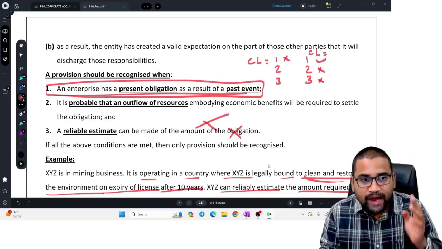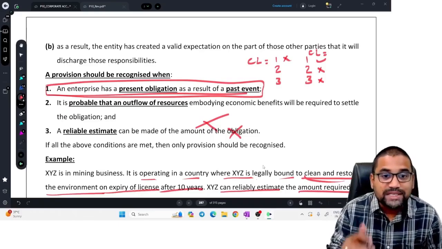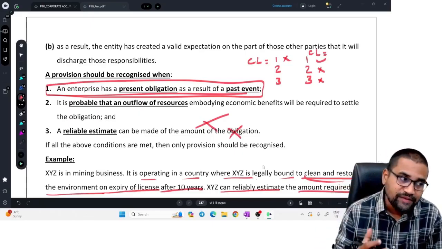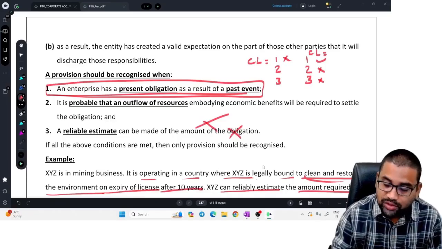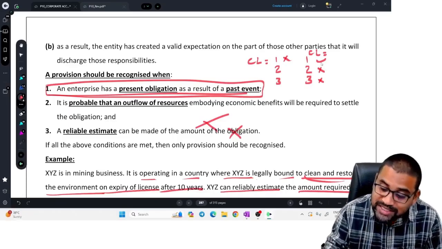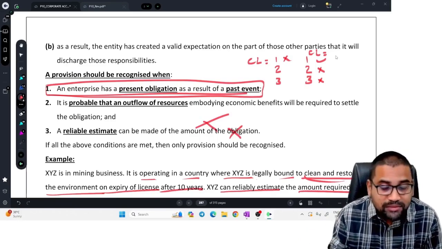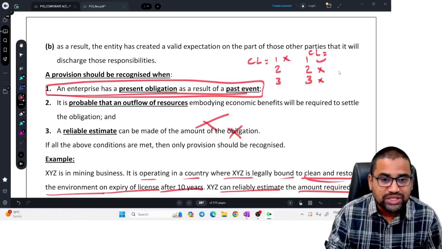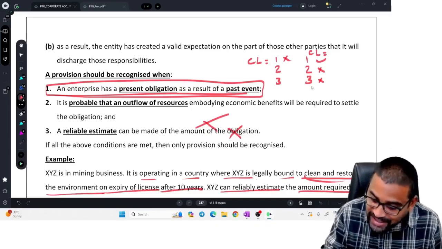So therefore, what is a contingent liability? A contingent liability is where there is no present obligation. It is a possible obligation which will be confirmed by the occurrence or non-occurrence of one or more uncertain events not wholly within the control. Or a contingent liability is a present obligation, but it is not recognized. Why? Because there is no probable outflow of resources to settle that obligation, or a reliable estimation cannot be made.